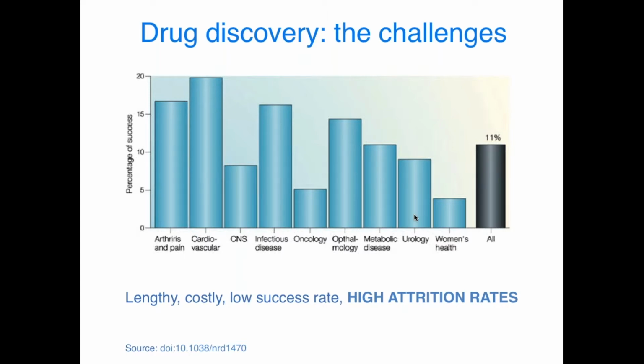For attrition rate, you can think of the number of dropouts. The success rate varies depending on the therapeutic area that you are interested in. So let's suppose I'm interested in cardiovascular disease: on average, the percentage of success is around 20%, and that's one of the highest success rates in drug discovery. But on average, and across several different therapeutic areas, the rate of success is pretty low. So those are some of the challenges.